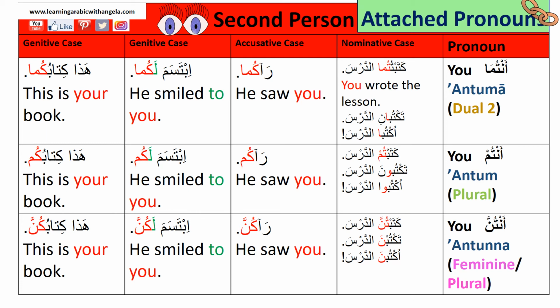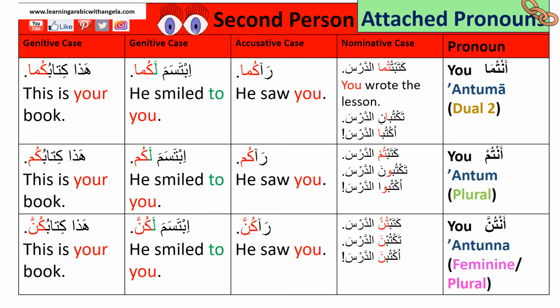رآكم, he saw you. Over here the pronoun is the object, so it's in the accusative case. ابتسم لكم وهذا كتابكم, the pronouns over here are in the genitive case. أنتن, which is used for the feminine plural. كتبتن الدرس, you wrote the lesson. تكتبن الدرس, and اكتبن الدرس.